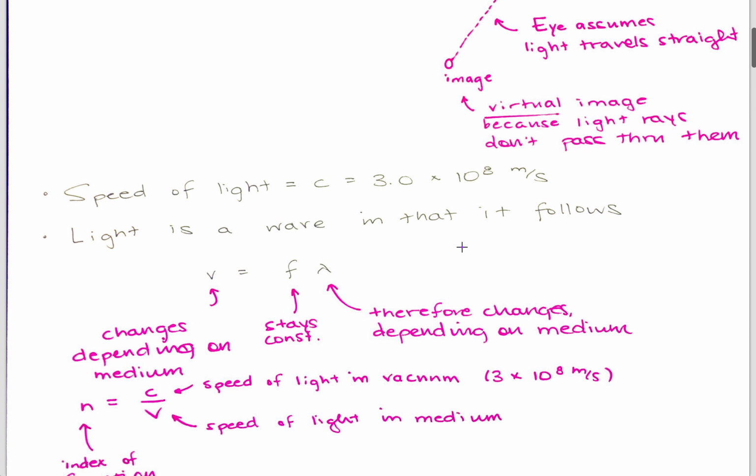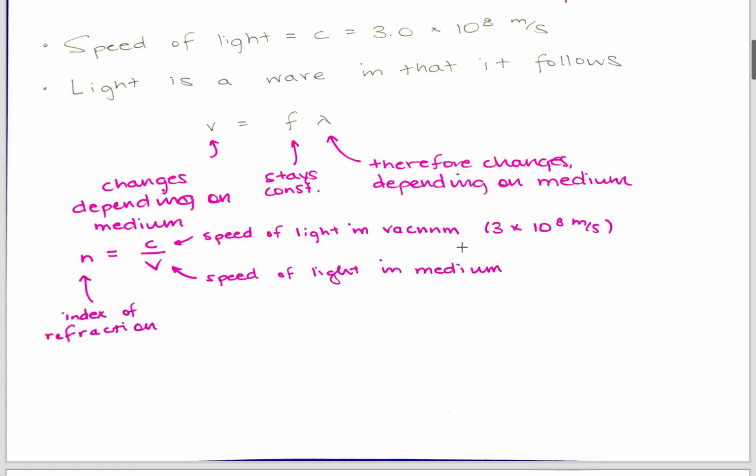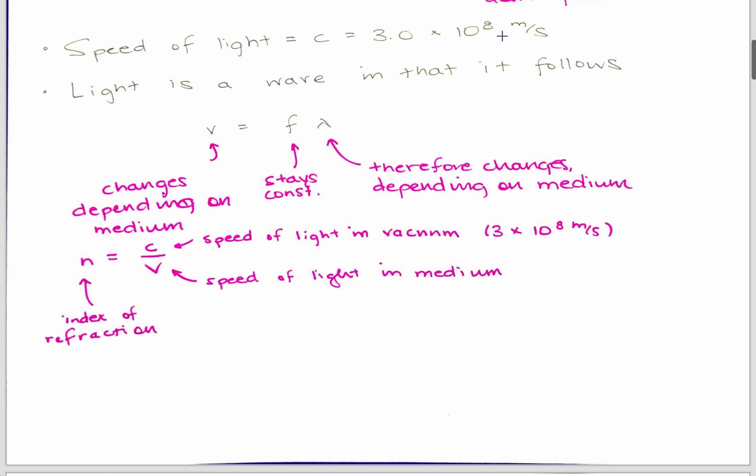All right, scooting right along here, the speed of light is 3 times 10 to the 8 meters per second. This is the speed of light in a vacuum, and this speed of light can change depending on what medium you're working in. This is the fastest that light will ever travel, and so whenever we see c in an equation, c is always going to be 3 times 10 to the 8 meters per second.